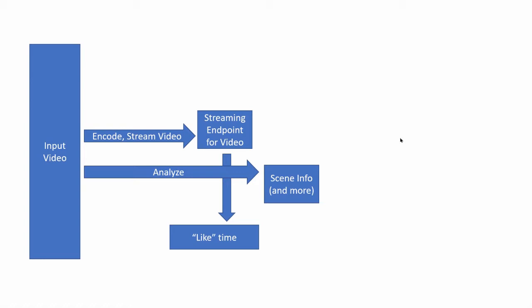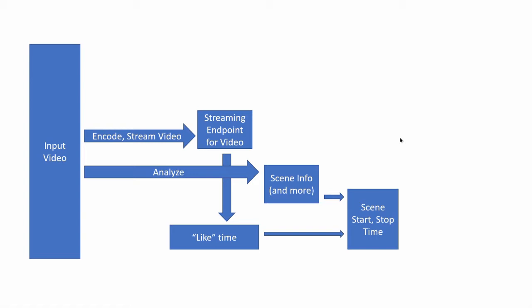And we'll use that information in combination with the time that the user liked it to say, all right, if they liked it at 15 minutes and 20 seconds, well, that is actually scene number 7. And scene number 7 starts at 13 minutes and 45 seconds and it ends at 17 minutes and 22 seconds, something like that.